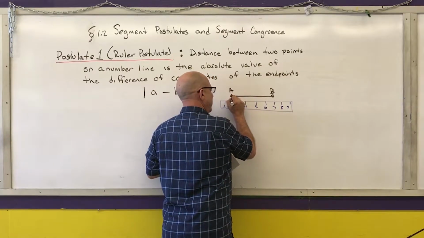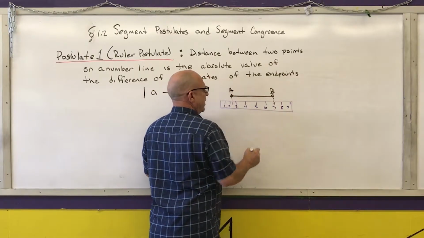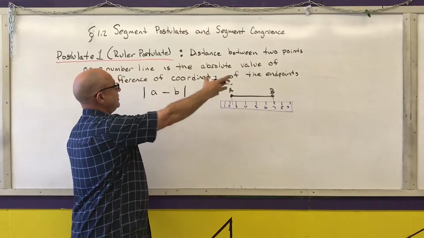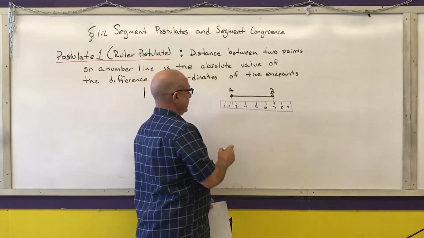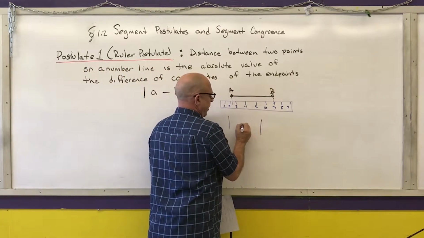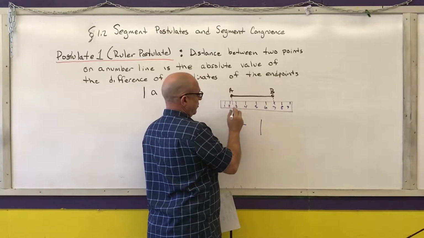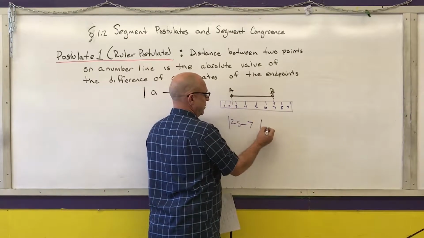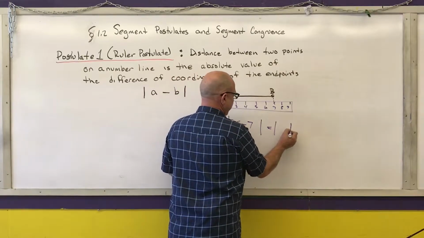And on my ruler, that's where things line up. So I want to know the length or the distance, the ruler postulate. So it says take the absolute value of the difference of the coordinates of my endpoints. We'll call that about 2.5. We'll call that 7. That's going to give me the absolute value.